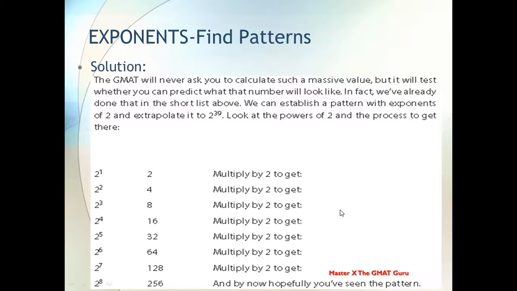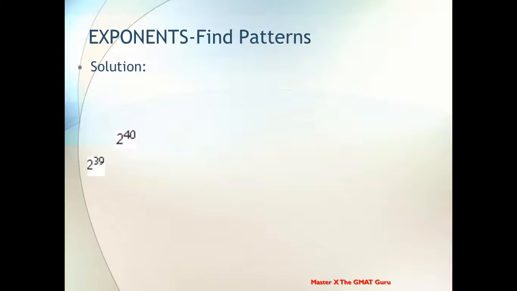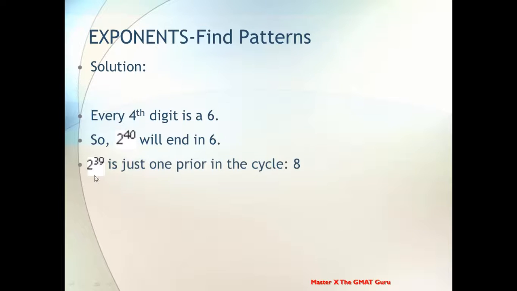So what do we do in this case? The solution is the following. Every 4th digit, as we just said, is a 6. So in this case, 2 to the power of 40 will end in 6. Why? Because 40 is just a multiple of 4, right? 4 times 10 is 40. So that huge number, 2 to the power of 40, should end in 6. So 2 to the power of 39, which is the number we're looking for in this particular problem, is just one number prior to 2 to the power of 40. So one number prior in this cycle.